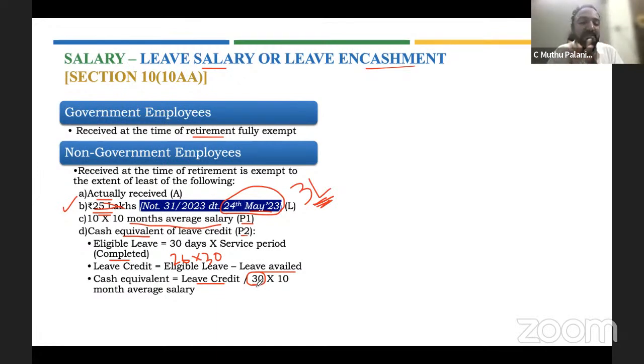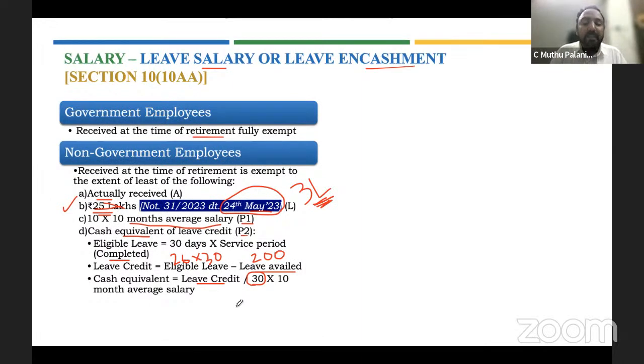You can just remember it as it is. So now I add eligible leave, that is 30 days in a year. I calculate eligible leave minus leave availed. So what is leave availed? Number of days I've already taken. For example, now I've taken 200 days, so I need to minus 200 from 26 into 30. So 26 into 30, let's say 780. 780 minus 200 is 580.